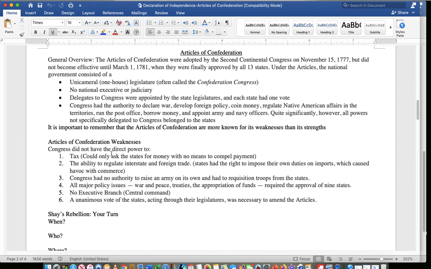They couldn't tax. This is why it was bad. They couldn't regulate interstate trade, and this is why it was bad. There was no standing army. This is why it was bad. So those are the skills that you need.